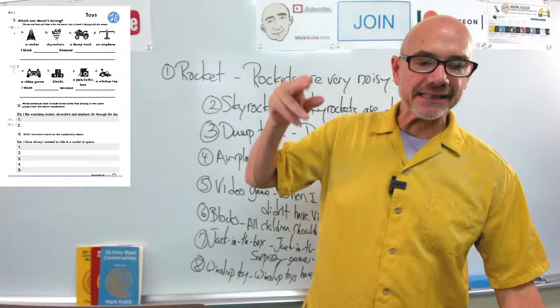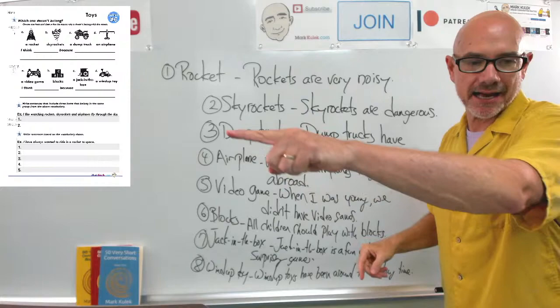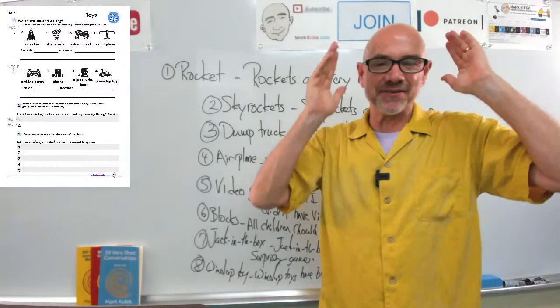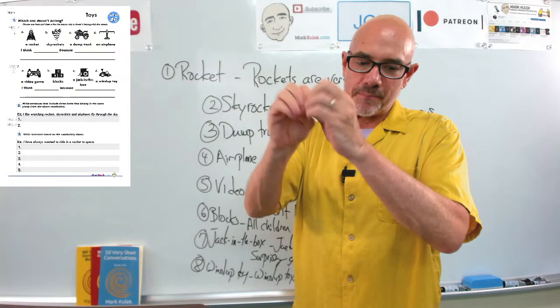Okay, let's review these eight sentences, my eight sentences. Okay, let's review. Number one, rockets, right? We can see the handout, okay, right there. Okay, rockets are very, very noisy, right? So, very noisy. Rockets are very noisy. Skyrockets are dangerous, right? Because there's gunpowder and they explode. They go bang, right? So skyrockets are dangerous.